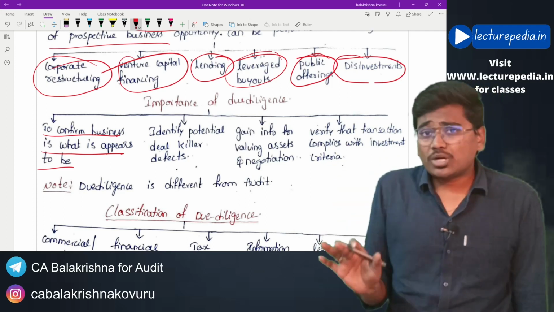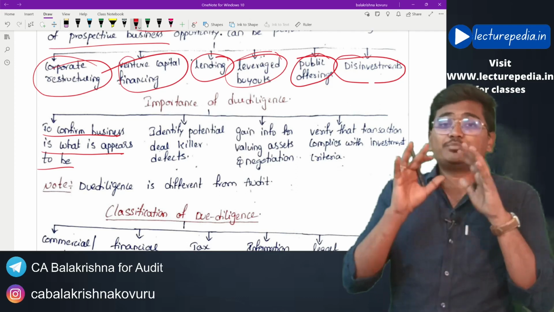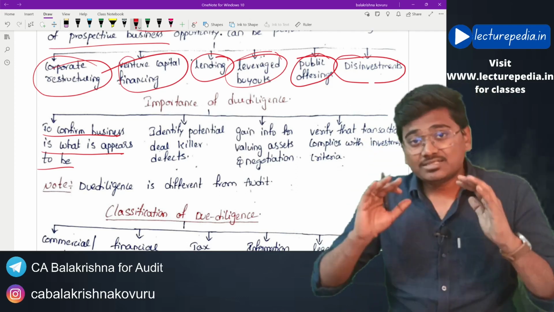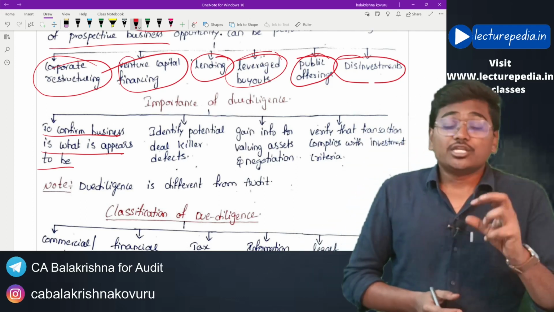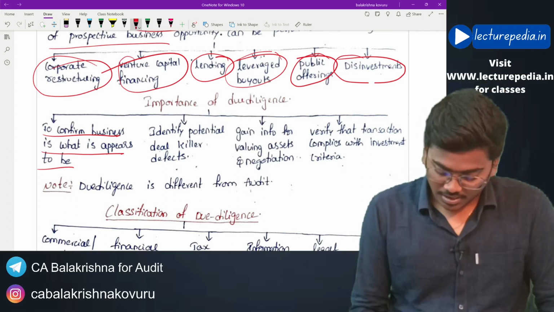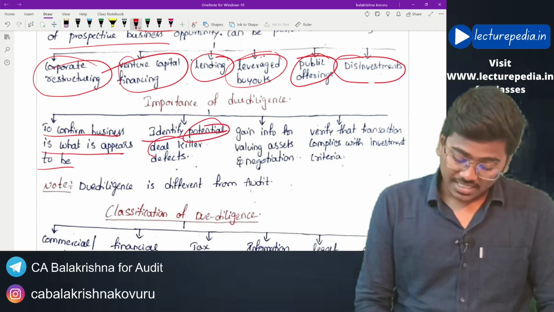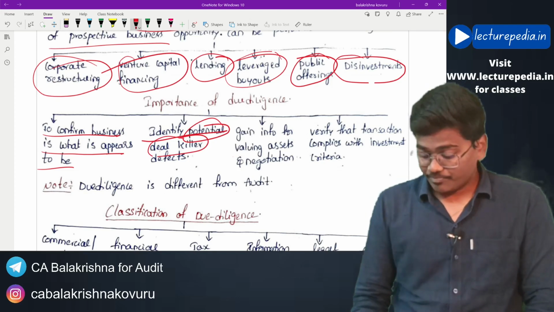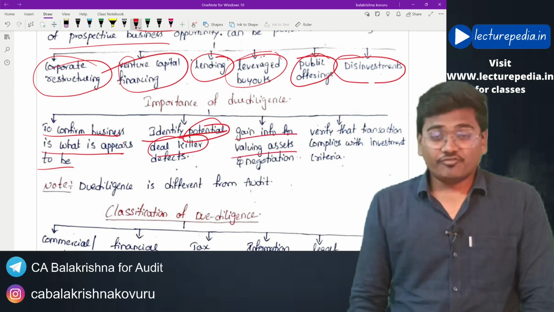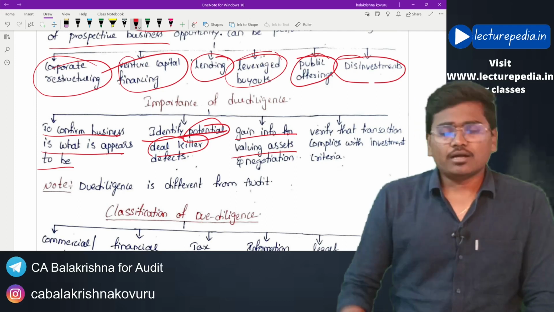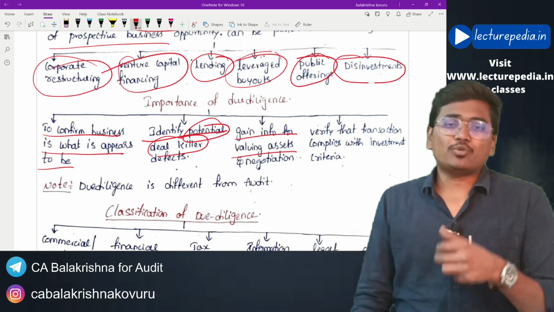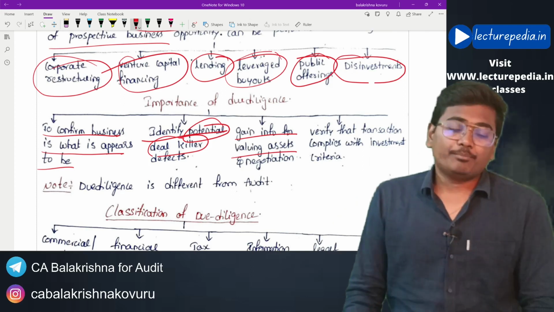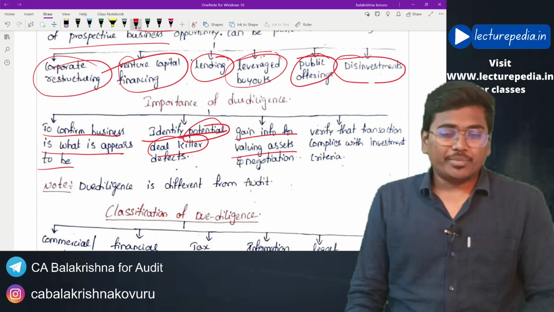So in order to confirm that whatever is being seen outside is the situation actually present in the company, due diligence will be performed. Next, to identify whether there are any potential deal killer defects present in the company, and then to gain information for valuing assets of the target company. Based on that valuation only, we will quote the price in order to purchase the target company.